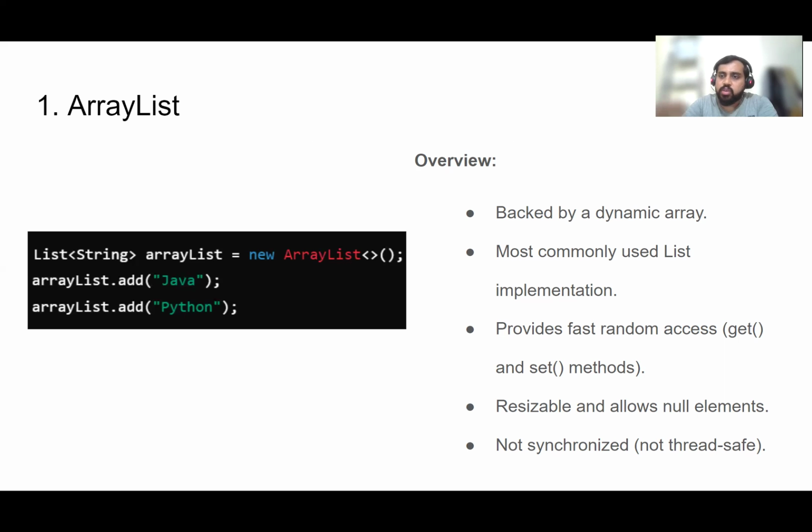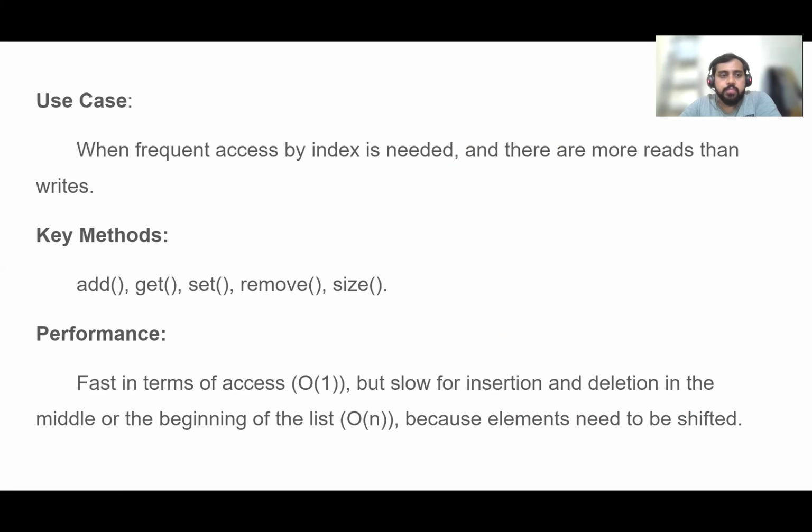What is thread safe? What is synchronized? When we get to our thread class, I'm going to teach about that in threads. So, the use case: when accessing data is more frequent in my application than storing or updating data, I can definitely go with an ArrayList. Here frequent access by index is needed, and there are more reads than write operations. Then I'll go with an ArrayList.